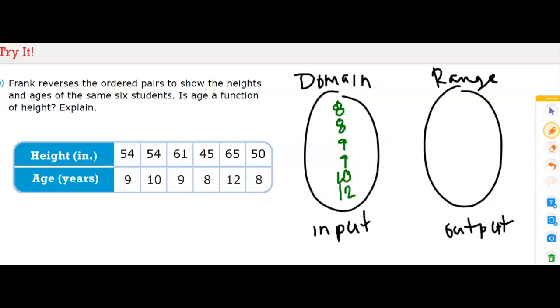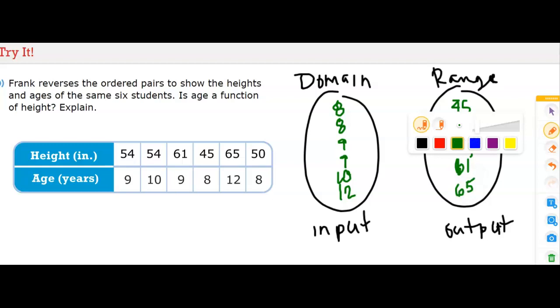Now we're going to put our heights. I'm going to try to put this in order from least to greatest. Let's see, we got 45, 50, 54, 61, and 65.